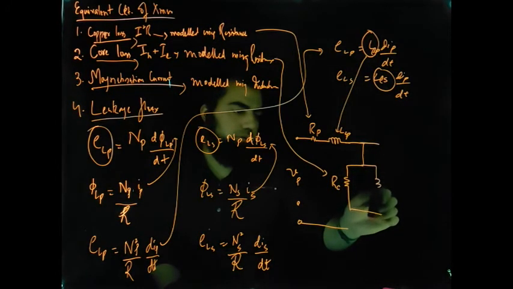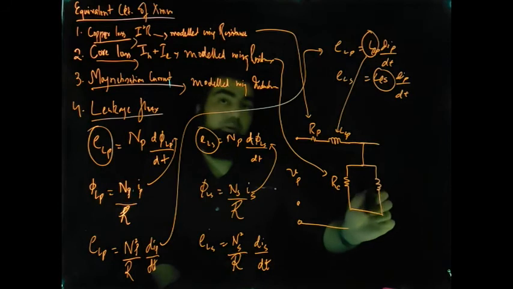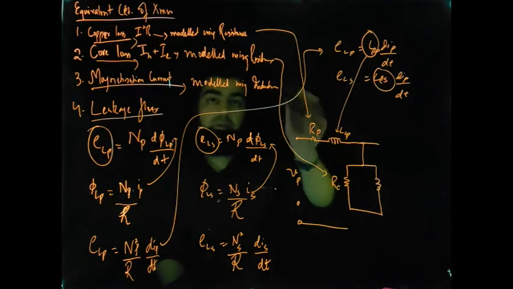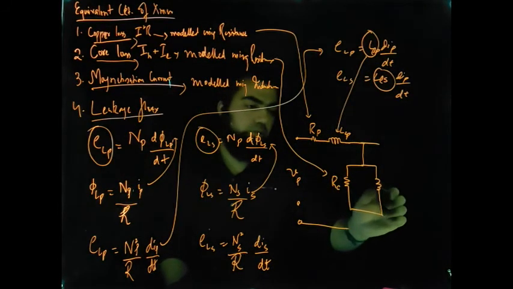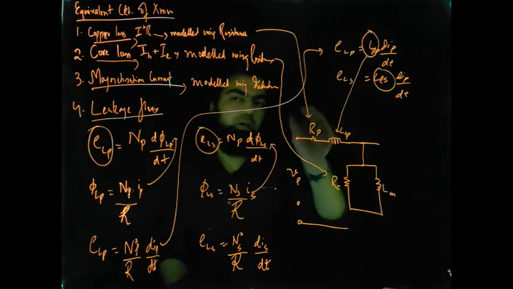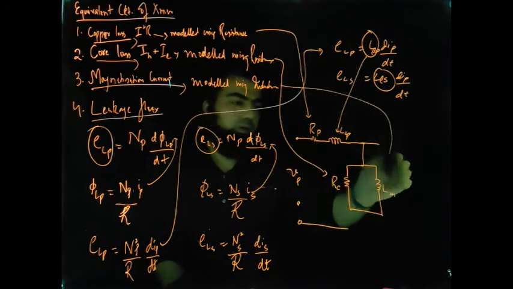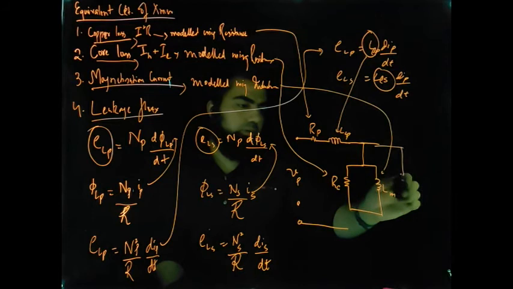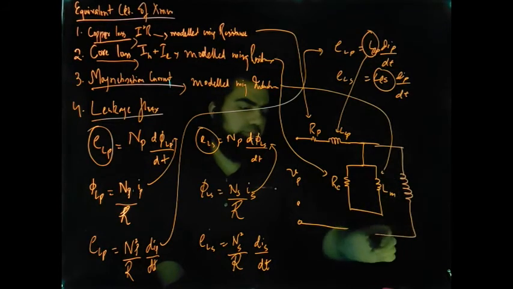And we'll have to model the magnetization current. You will have Lm, another inductance here, and this represents your primary winding.